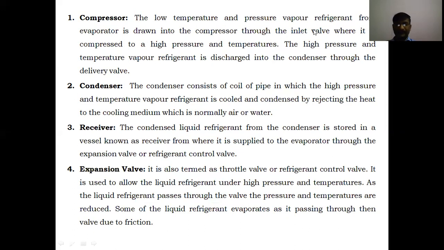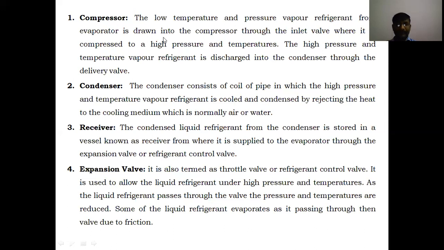Wet compression is very harmful to the compressor, because due to the wetness of the refrigerant, the compressor will be damaged due to erosion and corrosion. Okay, the vapor refrigerant coming from the evaporator is drawn into the compressor through the inlet valve, where it is compressed to a high pressure and temperature. The high pressure and temperature vapor refrigerant is discharged into the condenser through the delivery valve.